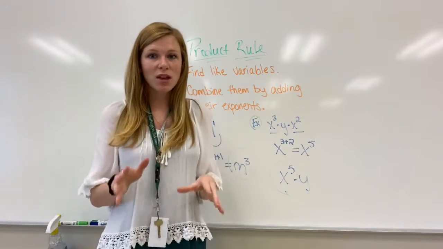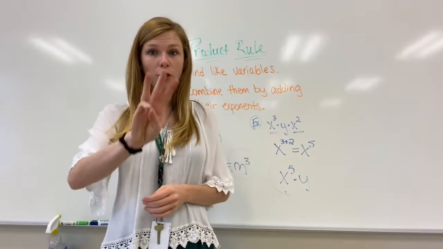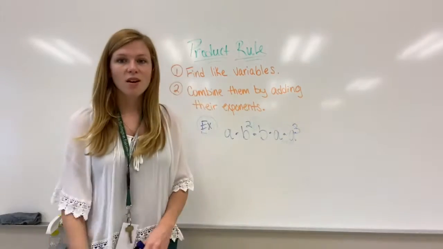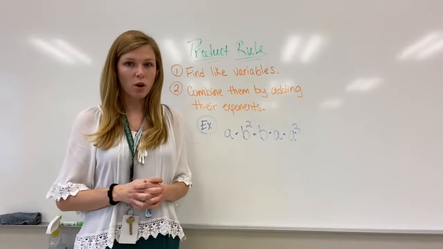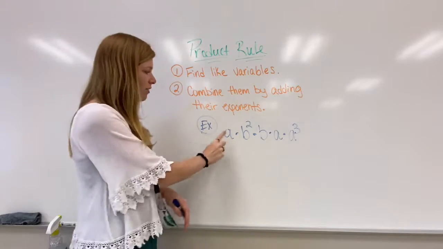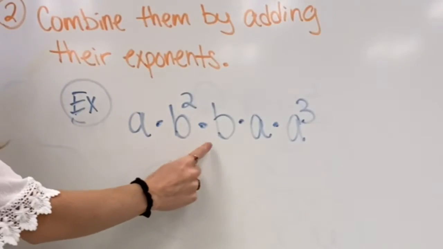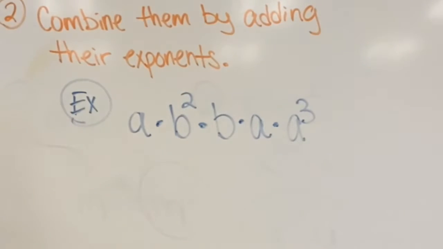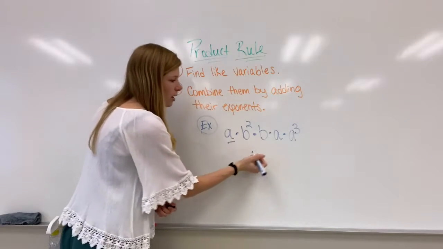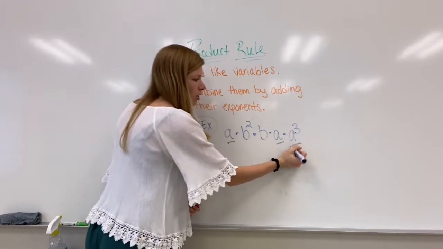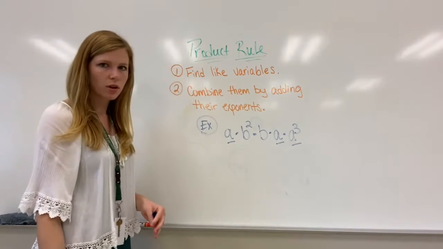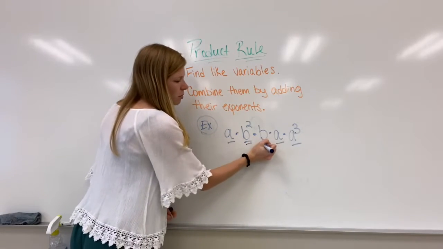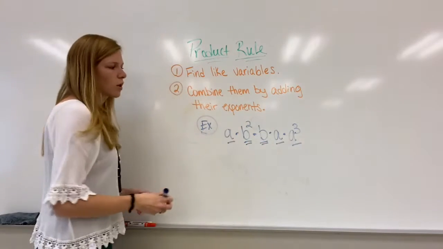The same thing happens if you were to have 3. You would only end up with 1 of them in the end. One more example for you that I want you to write down is I have a times b squared times b times a cubed. So now I notice a, a cubed. Those are all like variables. But I also have a b and a b. So b squared and a b.